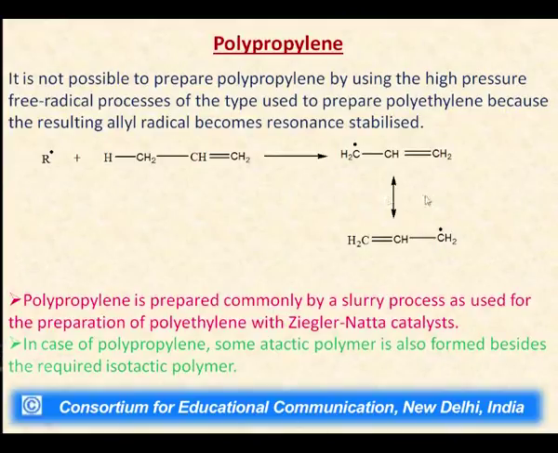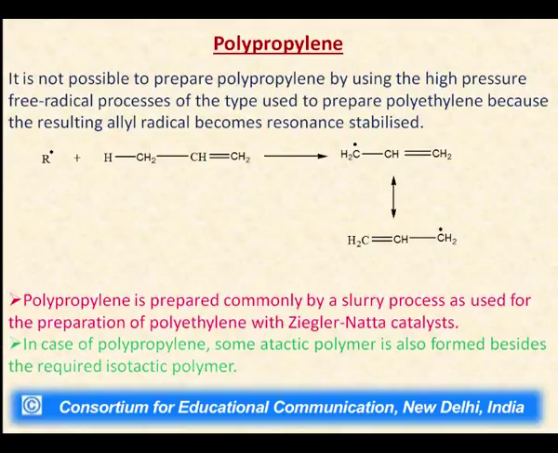If you see the equation, which is the initiation step, when the free radical attacks the monomer of polypropylene, the initiated monomer radical is resonance stabilized, with two structures. So, it is very difficult to isolate one of the structures from these resonance stabilized structures. So, polypropylene will not undergo polymerization based upon free radicals.